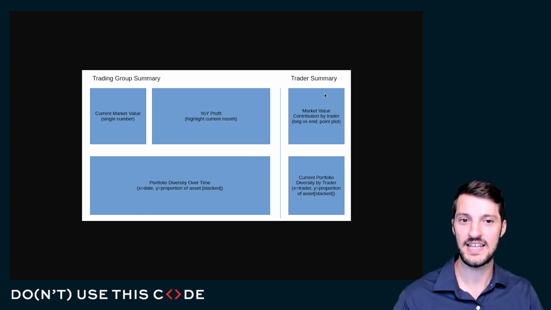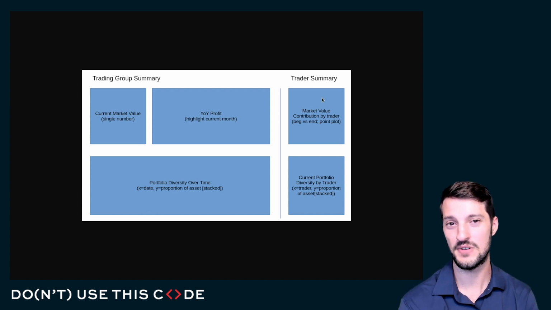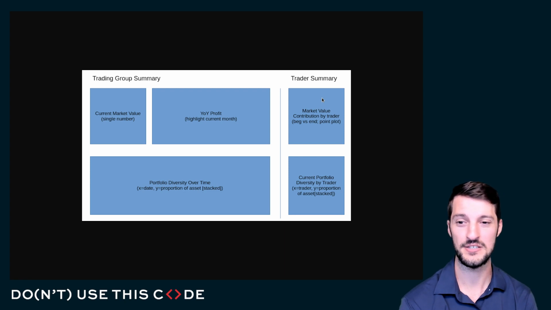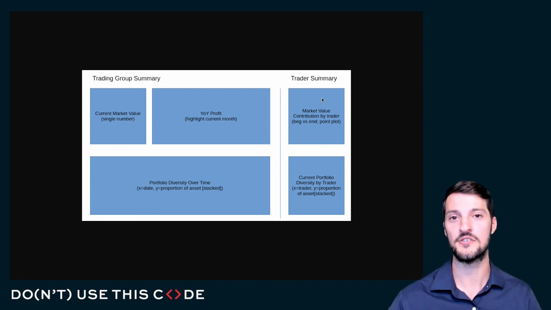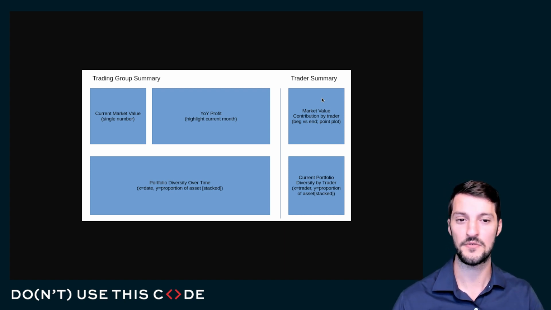On my right-hand side, well, for question number 2, I need to figure out how each individual trader is doing. And in order to do that, I'm going to assess, well, how have they done the past year? And I would use something like a point plot here. So market value contribution by trader. I would have their beginning versus their end, maybe the beginning of the current year to the end of the current year. We can see how they have done so far for this year.